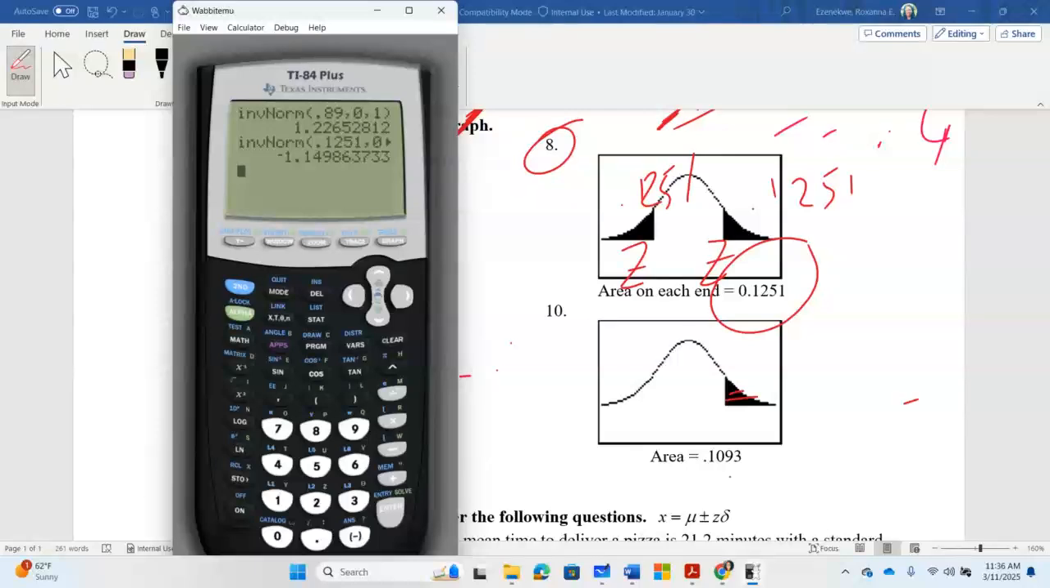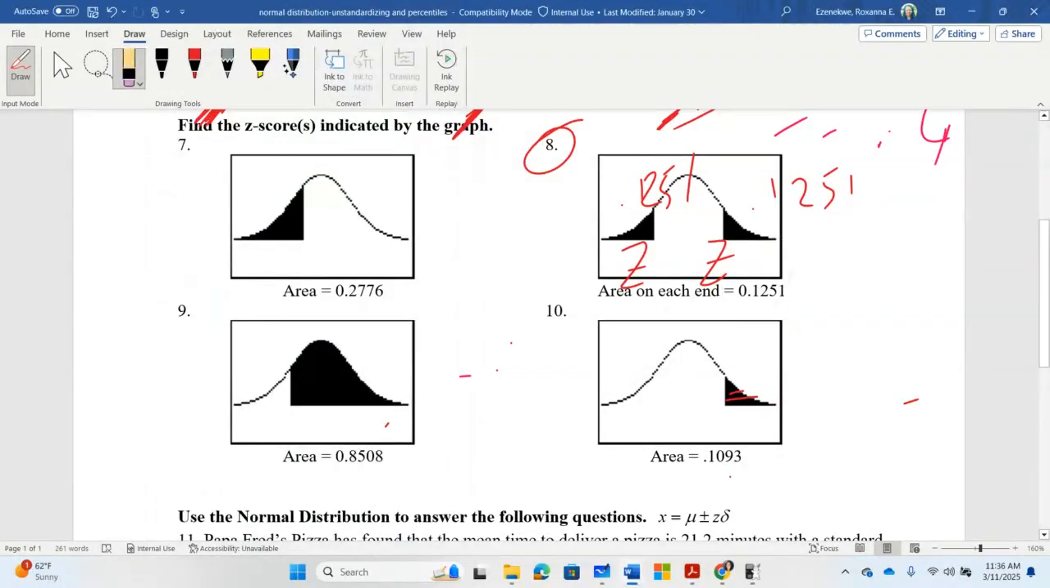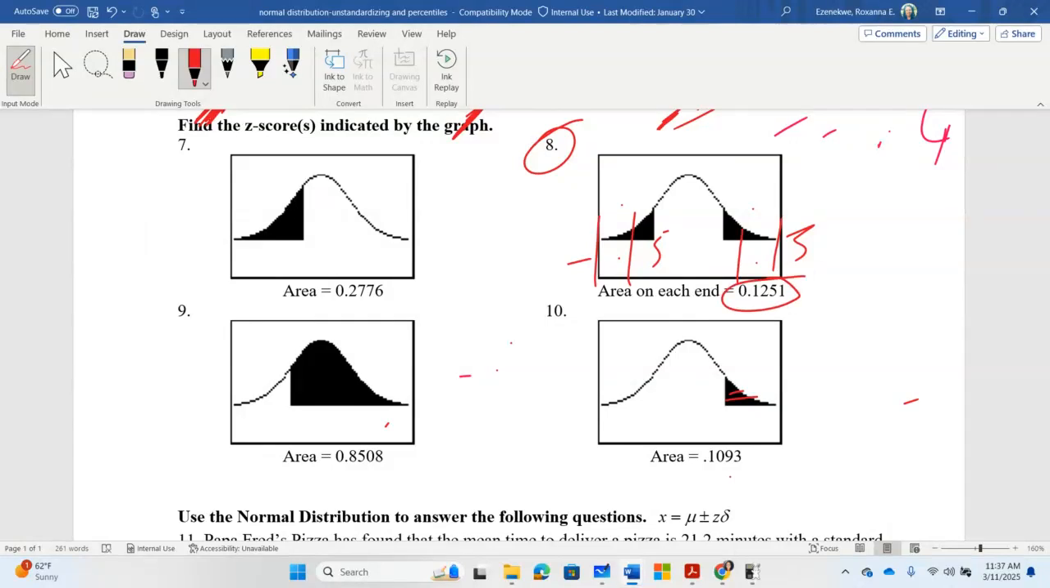Okay, so the z-value corresponding to the 12 percentile on the left is negative 1.15. All right, so negative 1.15 on the left-hand side, and it is 1.15 on the right-hand side. Why? Because the normal curve is symmetrical. If the area on the left is equal to the area on the right, then the normal curve is symmetrical, so the z-values only differ by sign.